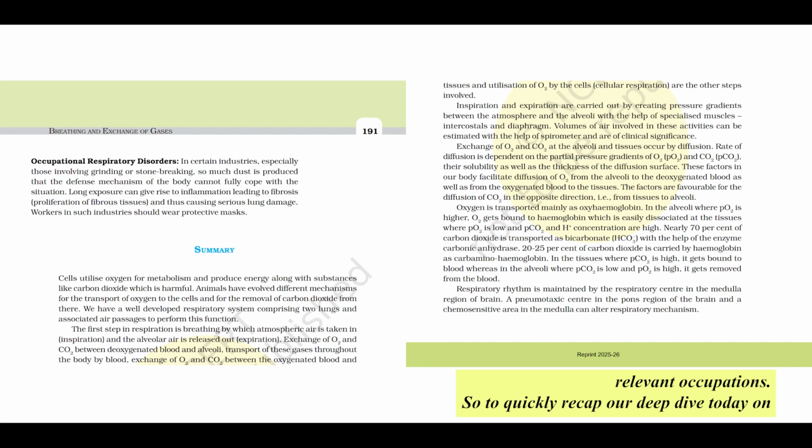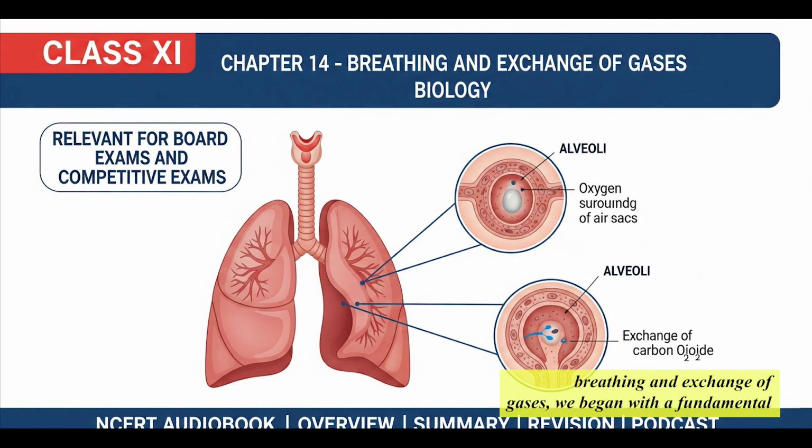So, to quickly recap our deep dive today on breathing and exchange of gases. We began with the fundamental need for O2 for energy and the removal of waste CO2. We journeyed through the diverse respiratory organs across the animal kingdom, seeing evolutionary adaptations. Then we meticulously dissected the human system, the conducting pathway preparing the air, and the exchange part, the alveoli, where the magic happens. We grasped the mechanism of breathing, driven by pressure gradients created by muscle action.